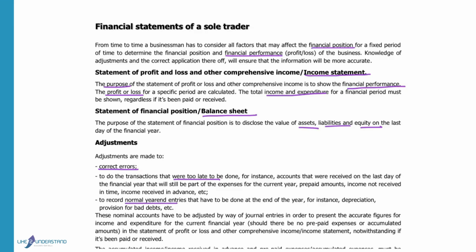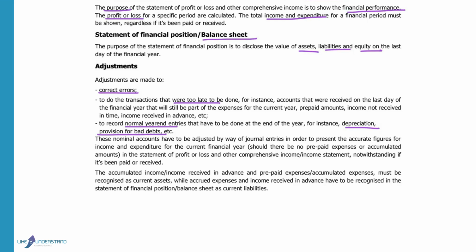You have to record normal year-end transactions that you don't record normally during the year. That is, for instance, depreciation on our fixed assets is determined at the end of the financial year, and you will provide for bad debts for the future, money that is possible to be lost. The nominal accounts have to be adjusted by way of journal entries in the general journal so that we can present the accurate figures for income and expenses in our current financial year in our income statement to determine what is the profit that we made for the year.